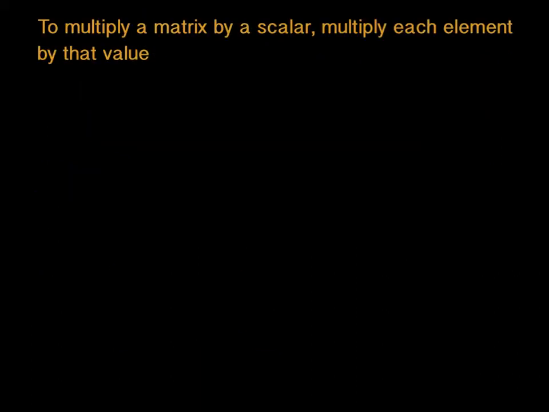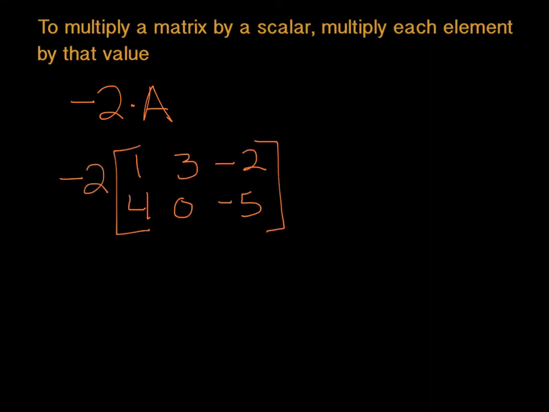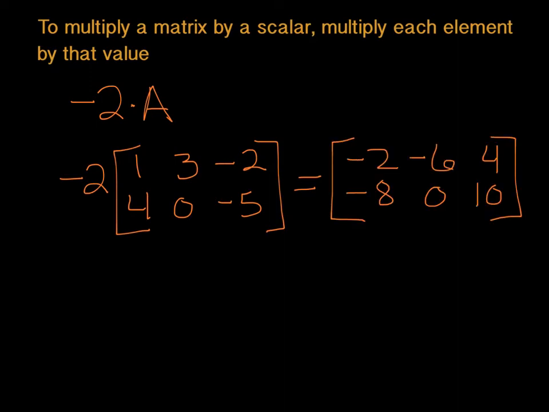All right, now if I had a matrix and I wanted to multiply the whole thing by what we call a scalar, which means we're just going to scale it up or scale it down, we're going to multiply each element by that value. So if I said -2 times matrix A, the same A that we used in the last problem, then I would say -2 times our matrix, 1, 3, -2, 4, 0, -5, and you're just going to multiply each value in each element in the matrix by -2. Like so, easy peasy.